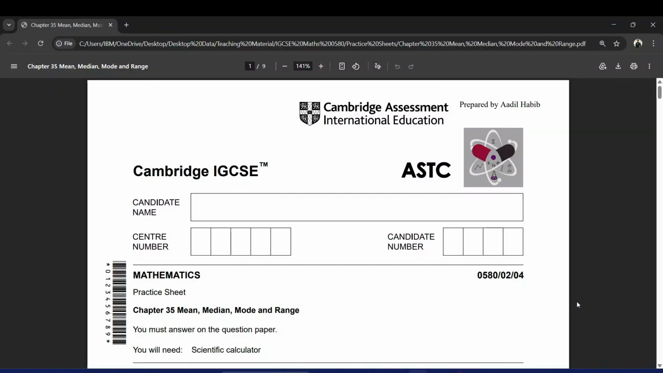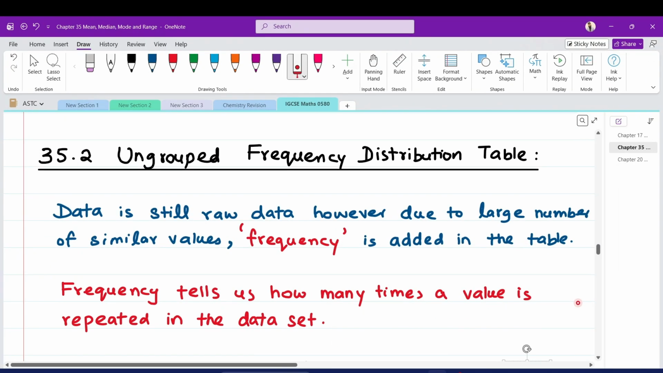Welcome to ASTC. In this video, we will start Ungrouped Frequency Distribution Table, which is the second topic of this chapter. All right. So, first of all, what is different in this type of data and the raw data that we studied in the previous lecture? Okay. So, let us see.